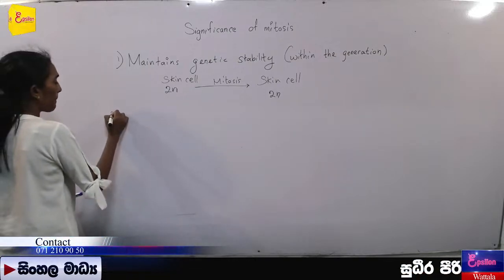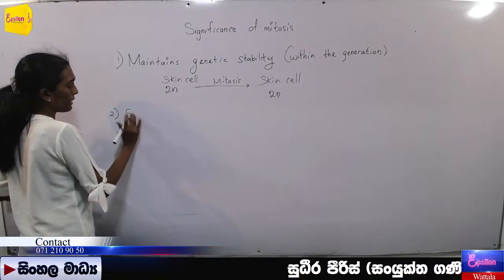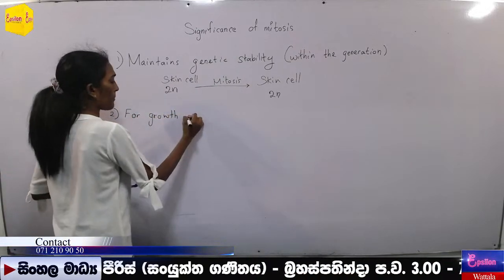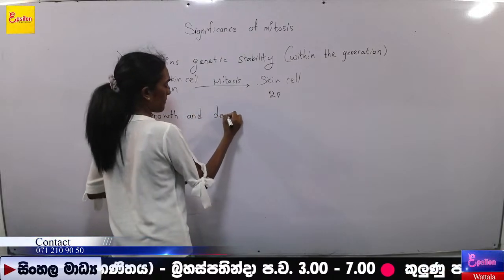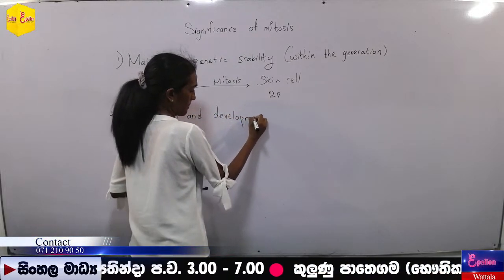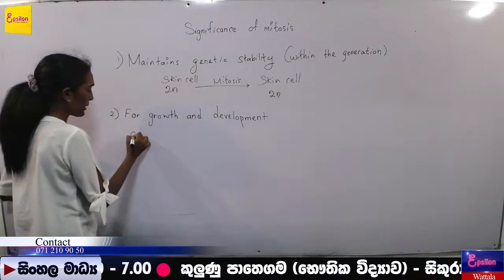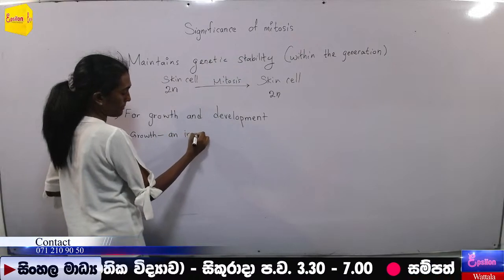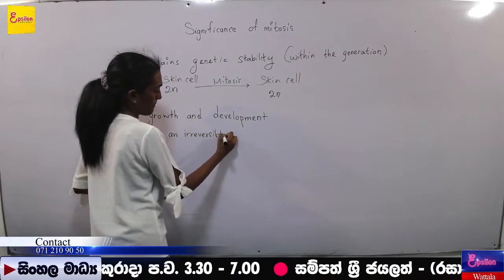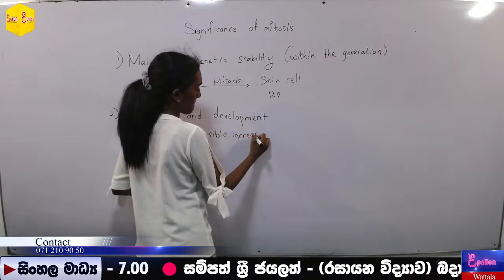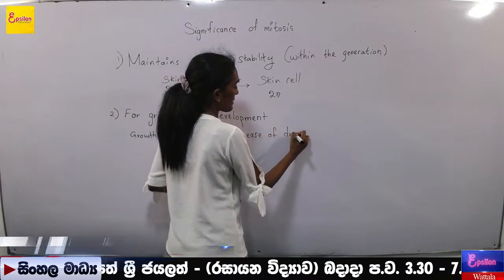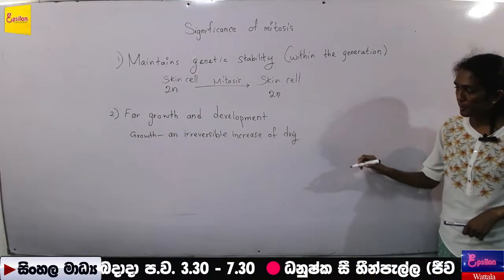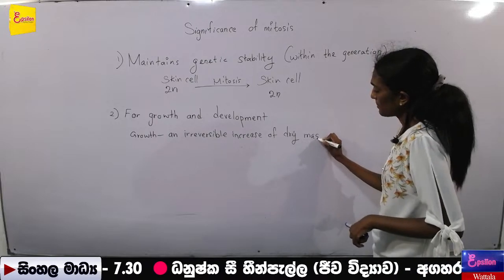Number 2, for growth and development. What's the meaning of growth? An irreversible increase of dry mass. I said that volume and size can also be added, but I'll put dry mass here. Dry mass over time.